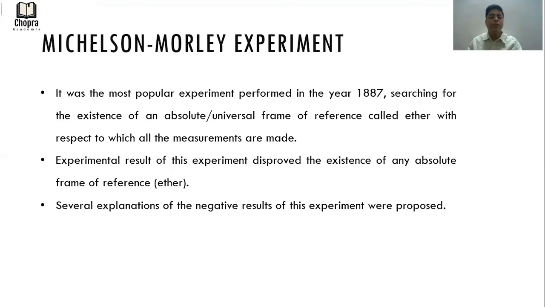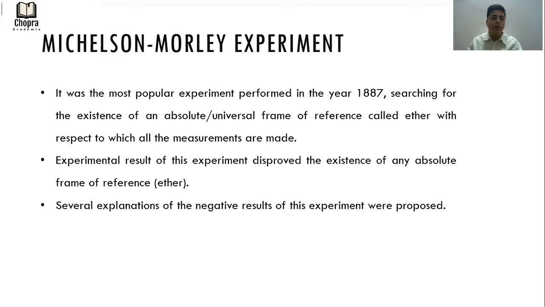The Michelson-Morley experiment was the most popular experiment performed in the year 1887, which was aimed at finding the absolute frame of reference or the universal frame of reference called ether, with respect to which all the measurements are made. But the experimental result of this experiment disproved the existence of any absolute frame of reference or ether. So experimentally they could not find any ether basically.